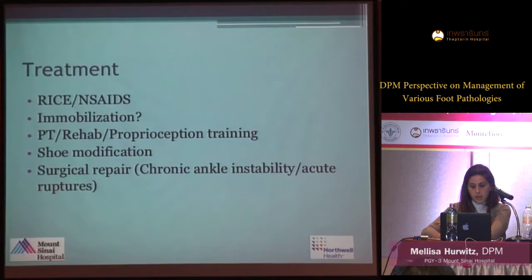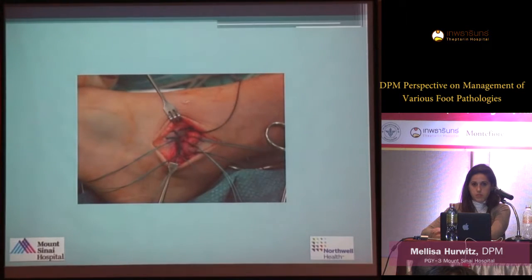And surgical repair: evidence does not clearly support immediate surgical repair in acute ankle sprain. Generally, this surgery is reserved for the more chronic pathology where pain just doesn't go away. This is an example of an end-to-end repair known as the Brostrom procedure. We can also sometimes use additional soft tissue to the area, known as the extensor retinaculum, to augment this repair, and that's known as the Brostrom-Gould procedure.